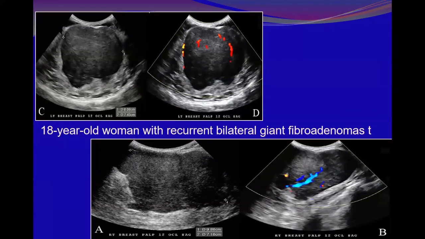This is from literature. If we look, this is an 18-year-old woman with recurrent bilateral giant fibroadenomas. These are recurrent fibroadenomas, but definitely we'll go for biopsy, not because of vascularity, but because of the morphology. The echogenicity and morphology and everything is suspicious. But it was proven to be just a giant fibroadenoma, and even recurrent after surgical excision in both sides of the breast.